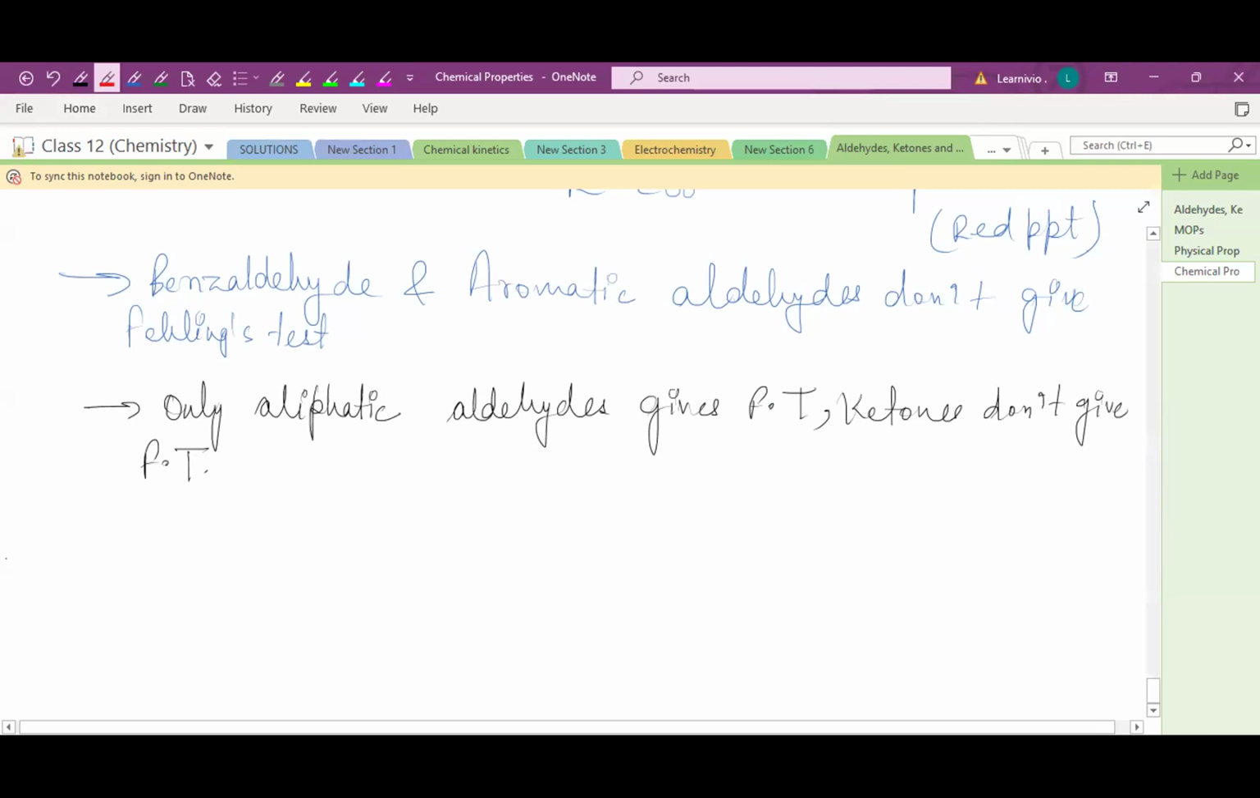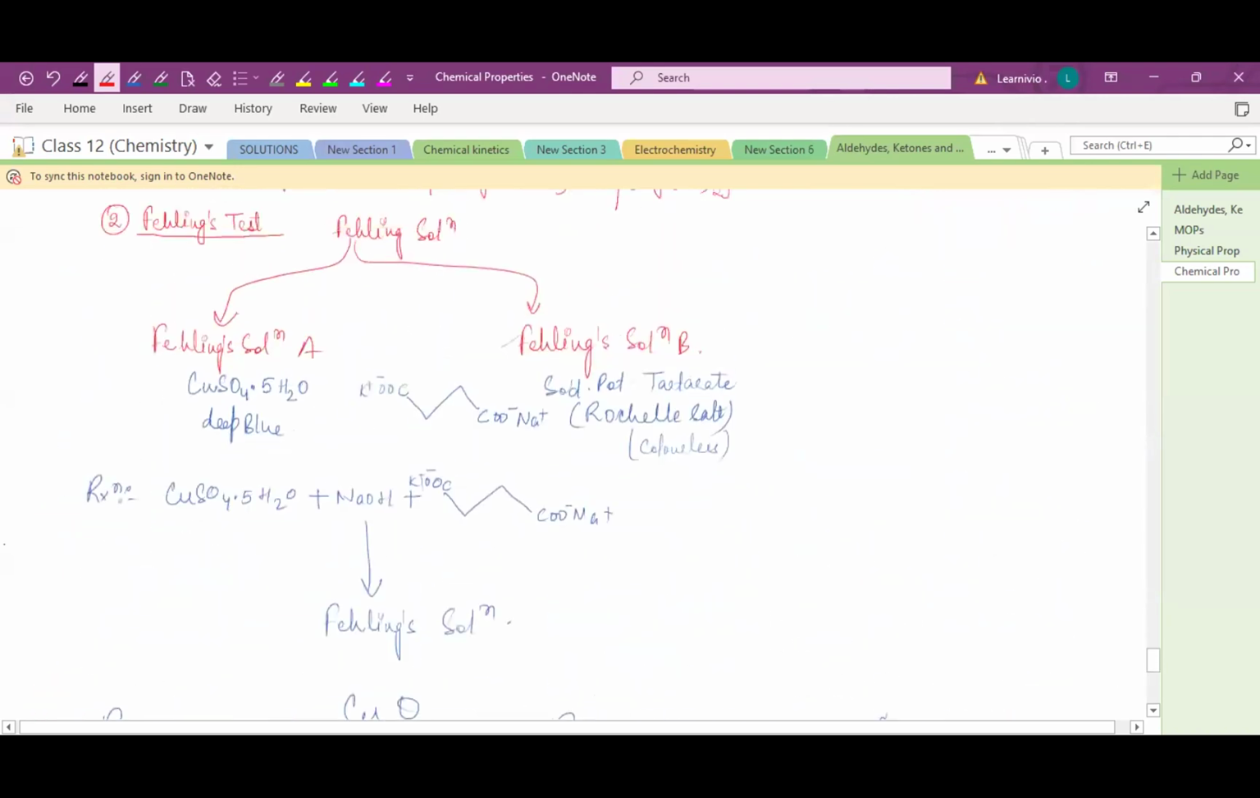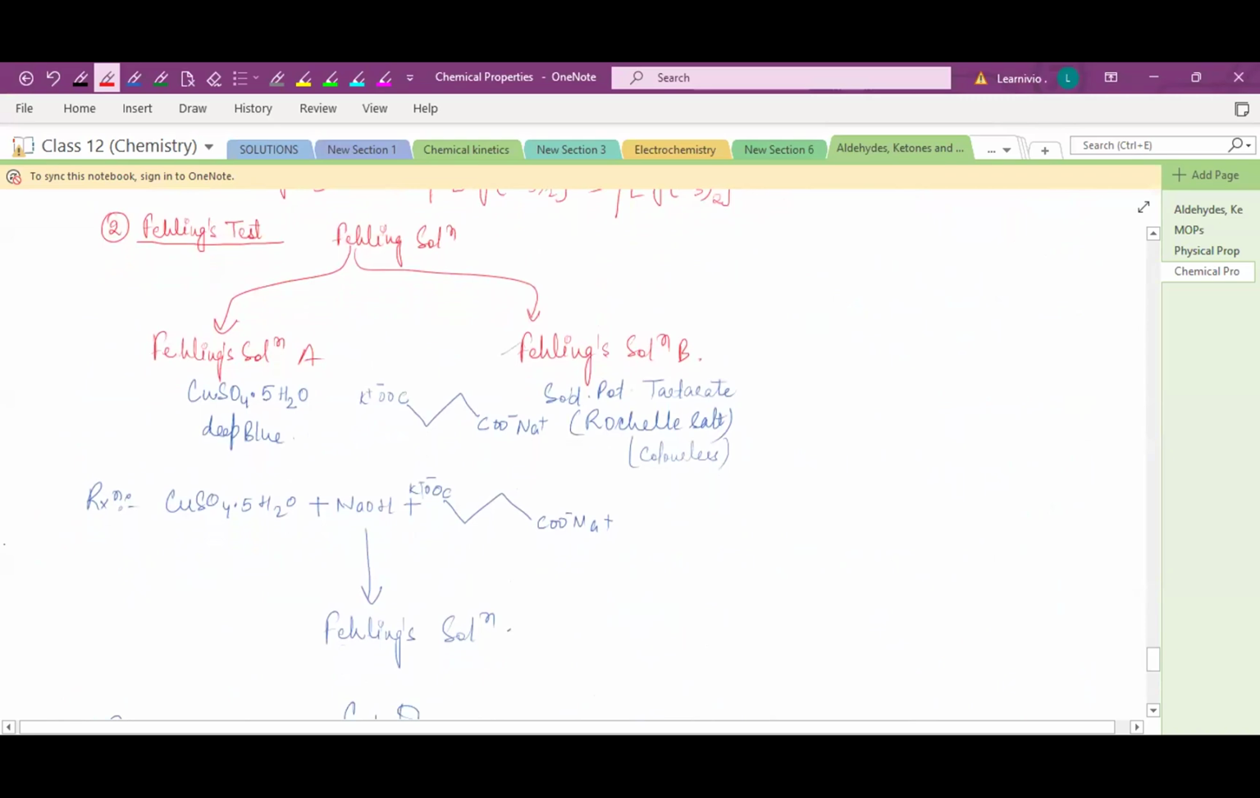Third test. Now, first you can write it down. Just note it down from here. Fehling test.